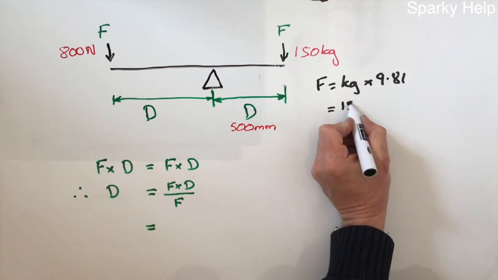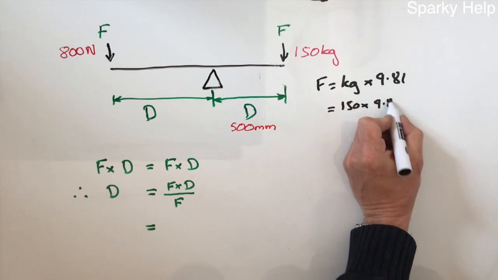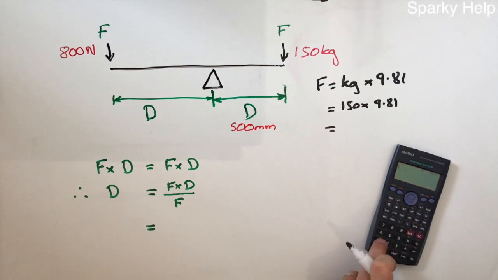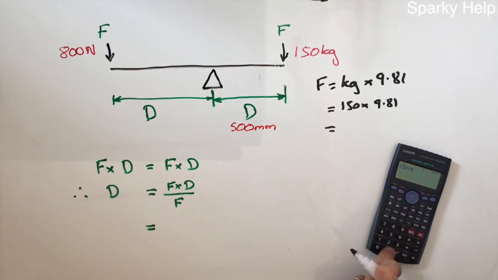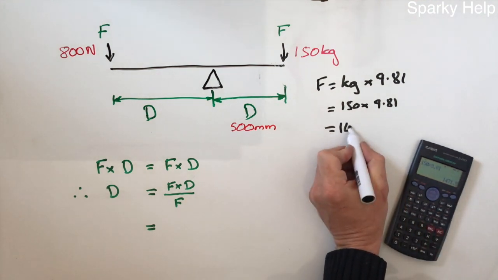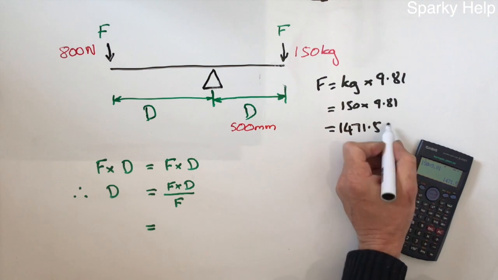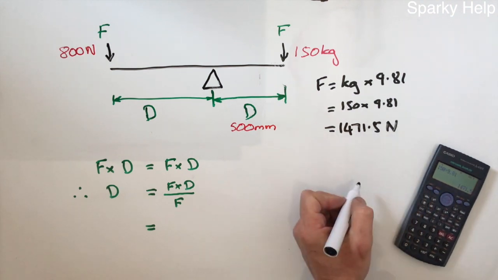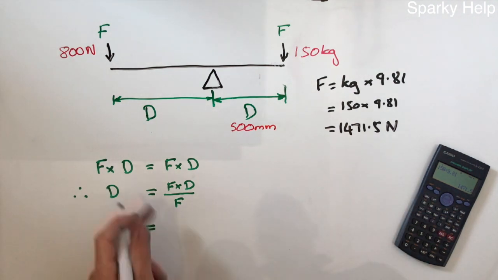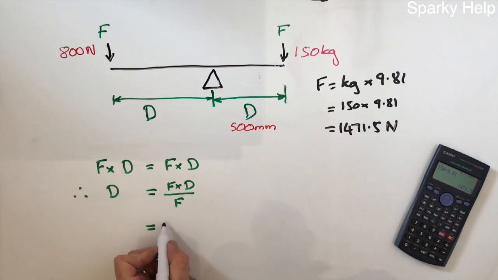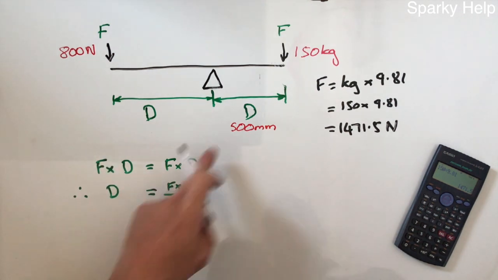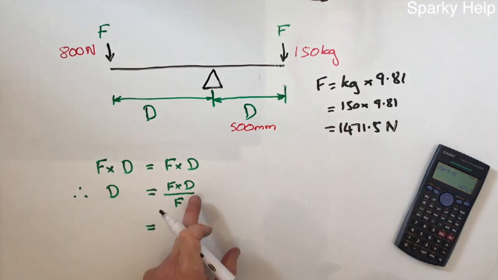So that's 150 times 9.81. We put that in. So it's 1471.5. And remember, that's newtons. So that's our force on the right hand side. Now we know all that, we can put this information in. So 800 is that force on the bottom, that force is this one over here, and that distance is here.